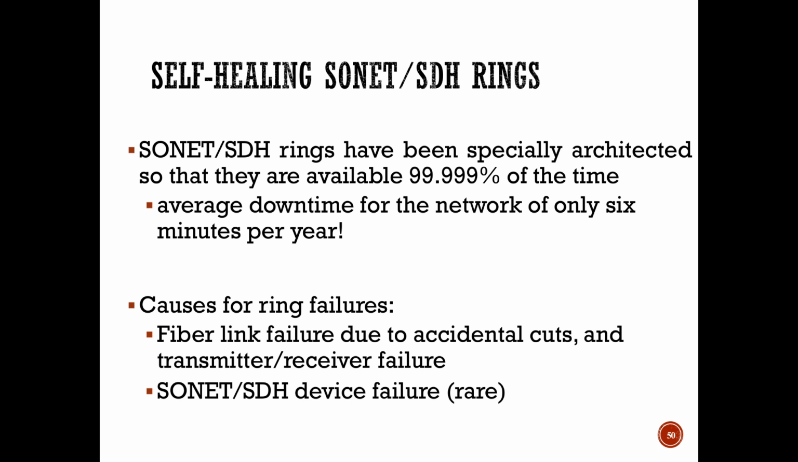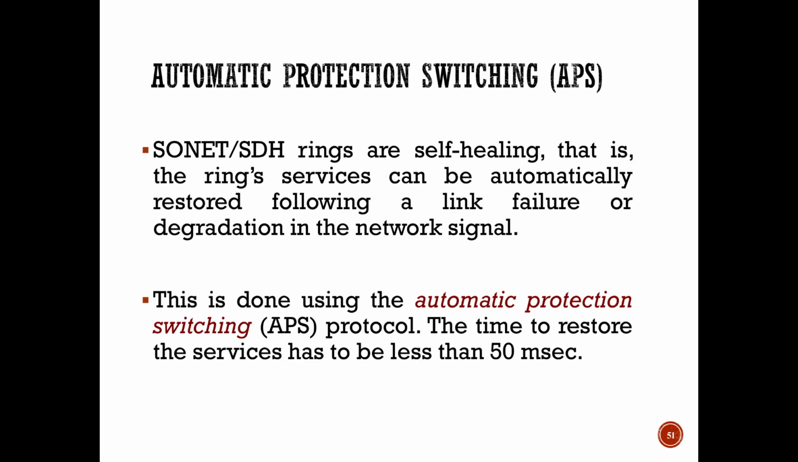Self-healing SONET/SDH rings. SONET/SDH rings have been specially architected so that they are available 99.999% of the time. Average downtime for the network of only 6 minutes per year. Causes for ring failures: fiber link failure due to accidental cuts and transmitter/receiver failure. SONET/SDH device failure is rare. Automatic protection switching, APS.